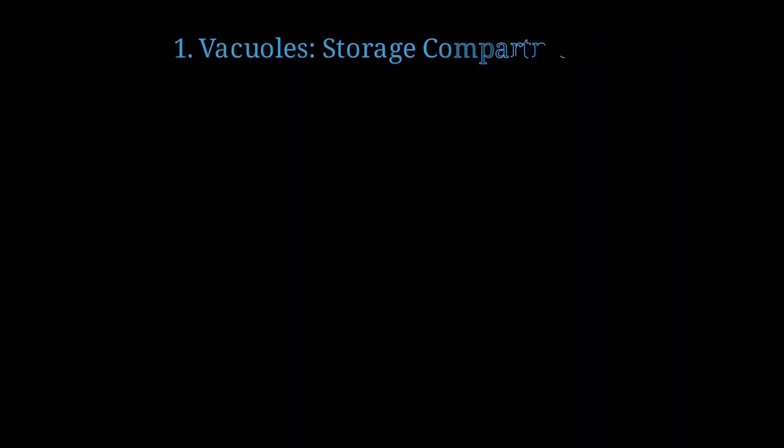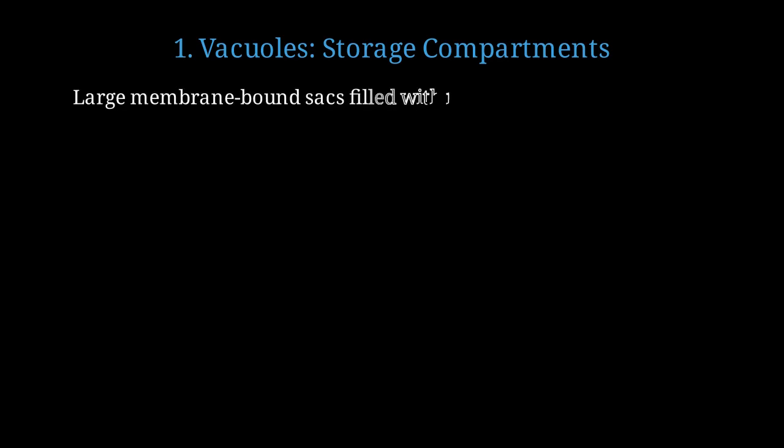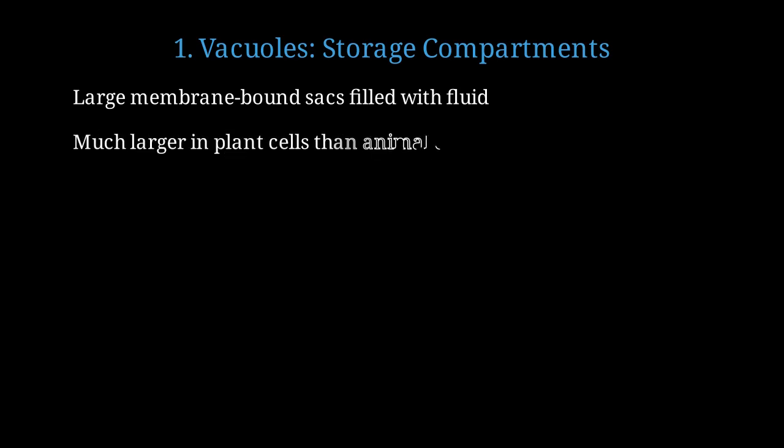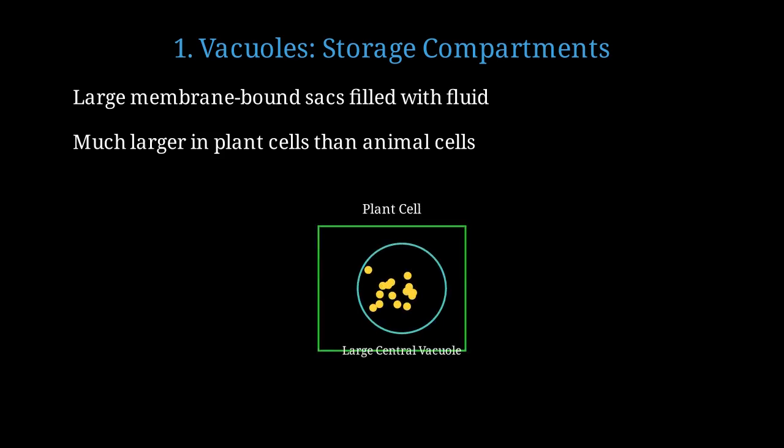Let's start with vacuoles, the storage compartments of cells. Vacuoles are large membrane-bound sacs that are filled with fluid and various substances. In plant cells, vacuoles can occupy up to 90% of the cell volume, while animal cells have smaller vacuoles. Here's a plant cell showing the large central vacuole that takes up most of the cell's interior space.